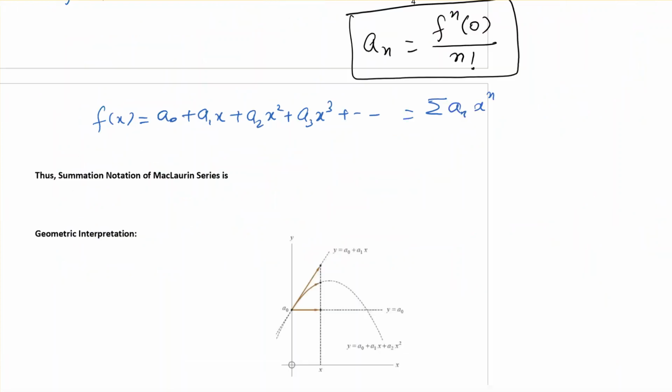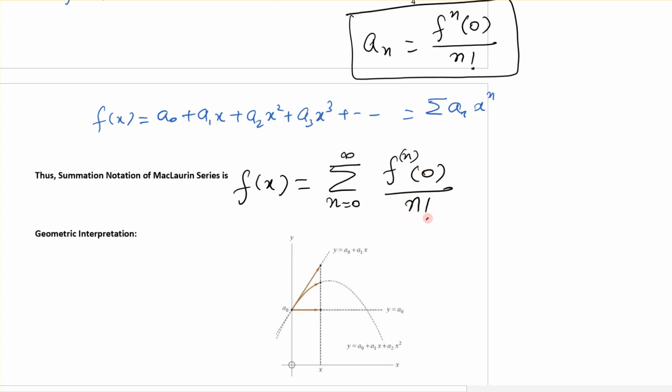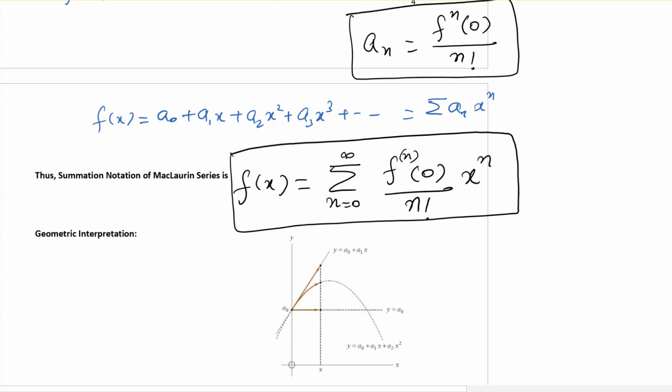Thus, we can write our Maclaurin series in the summation form. So f(x) can be written as, so as n goes from 0 to infinity, so infinite series, right? And in place of a n, we can write the value of the nth derivative at 0 over n factorial, x raised to power n. So that is our summation form of the Maclaurin series.